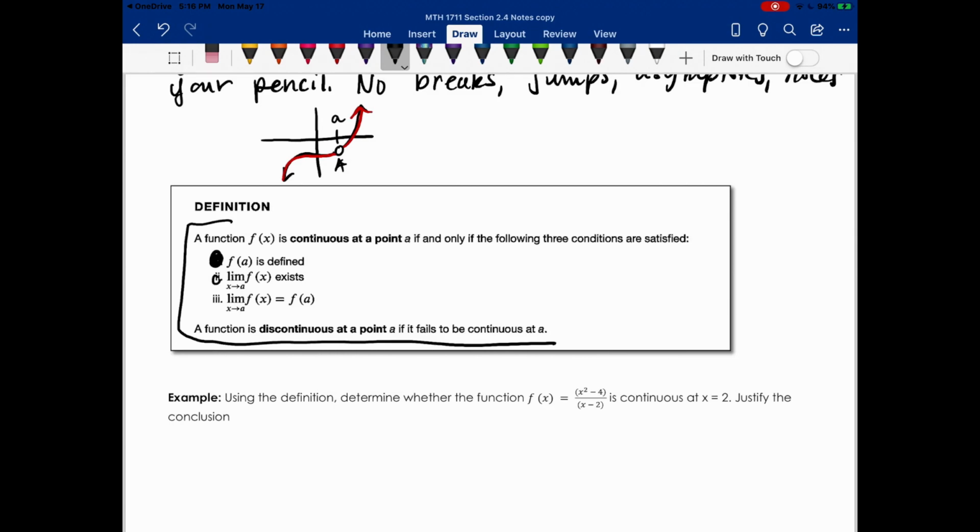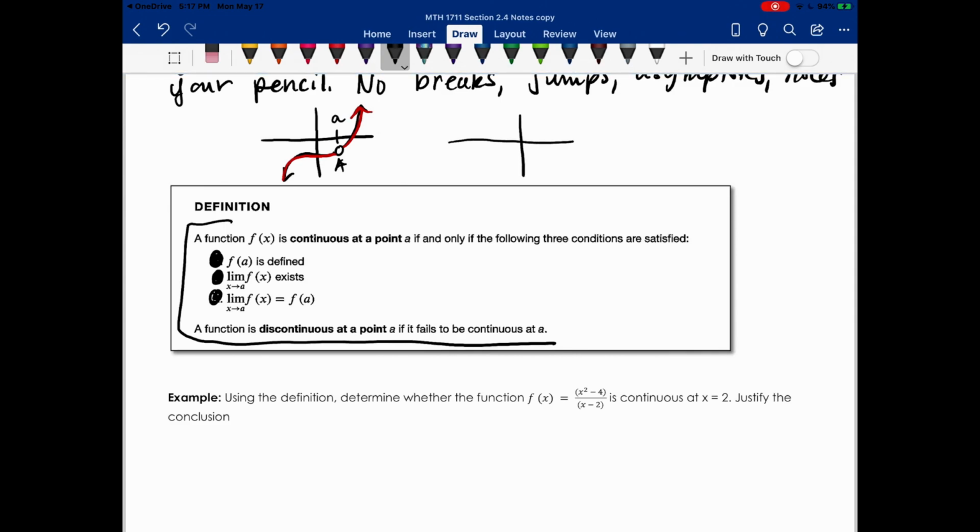The value of the point must exist. Then the next one is the two-sided limit must exist. In other words, the limit from the left and the limit from the right must exist and be the same. Okay, that's the two-sided limit. It must exist. And then the third property that has to happen in order for this to be considered continuous at point A is the value of the function must be equivalent to the limit.